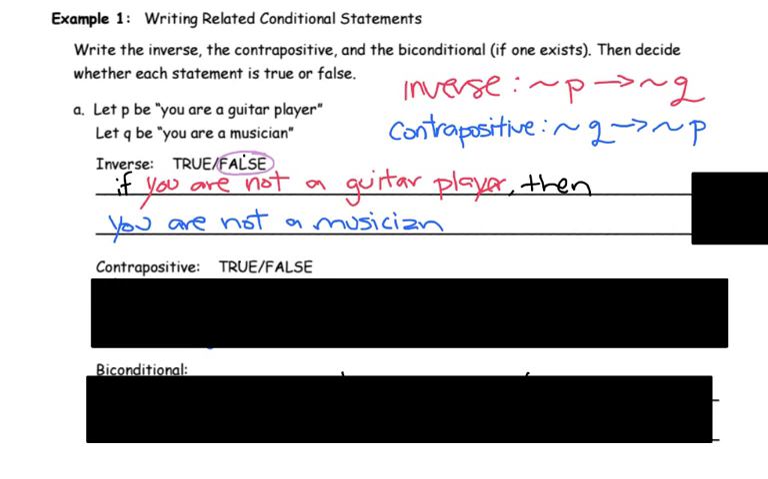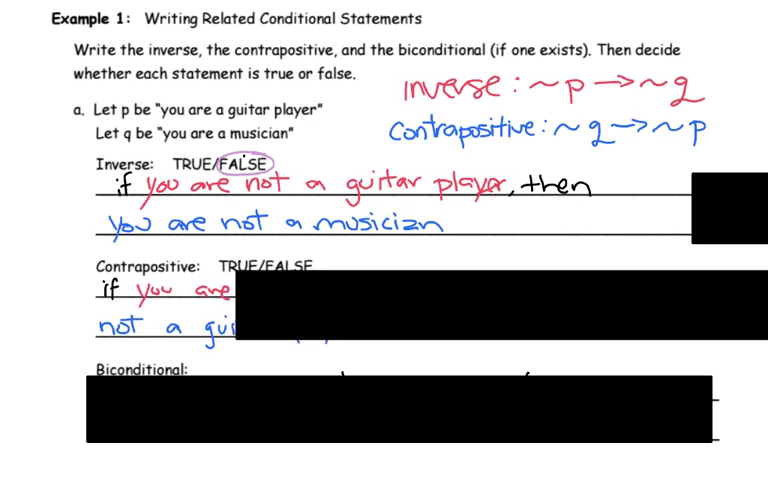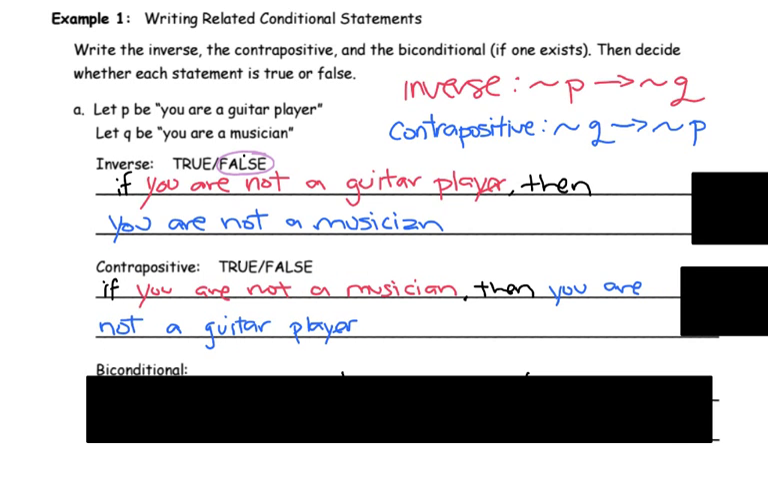Now for the contrapositive. Remember we have to switch the order of the hypothesis and the conclusion and negate both. So the contrapositive for this is going to be: if you are not a musician, then you are not a guitar player. Is that statement true or false? What do you think the truth value is? Hopefully you're saying that's true.